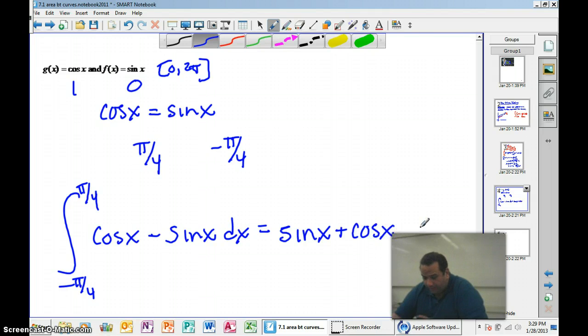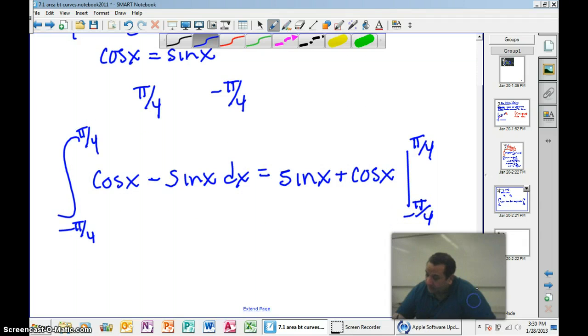I hope I'm doing this right. Because sine would be negative cosine, but then the negatives cancel out. I think I'm good. I think you guys would help me if I wasn't. I may not be good. Who knows? So here we go. We're going to do at pi over 4: square root of 2 over 2 is the sine of pi over 4. The cosine of pi over 4 is square root of 2 over 2.